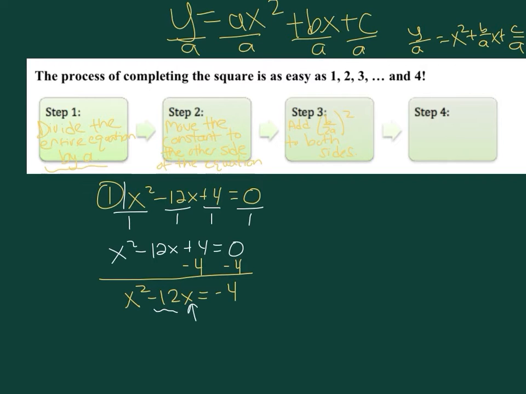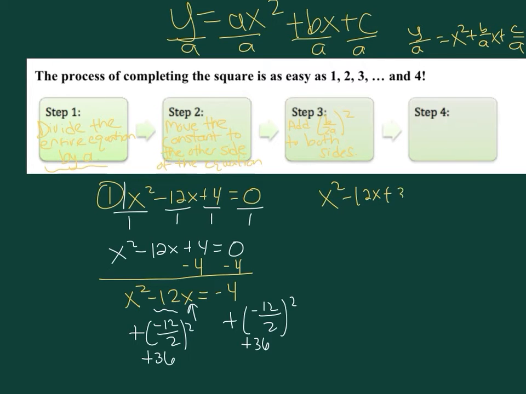Okay, so that means we take negative 12 and divide by 2 squared, because the a value is 1 and we've already divided by it. Plus sign there, so we're going to add that to the left side and the right side. Okay, well, negative 12 divided by 2 is 6, and 6 squared is 36, so I'm really adding 36 to both sides of the equation. So on the left side, I'll have x squared minus 12x plus 36 is equal to, well, negative 4 plus 36 will give us 32.